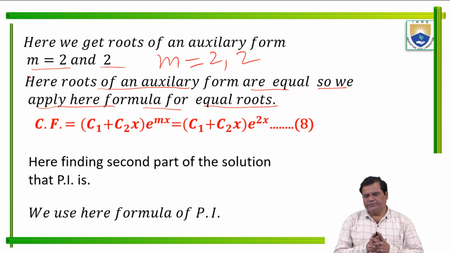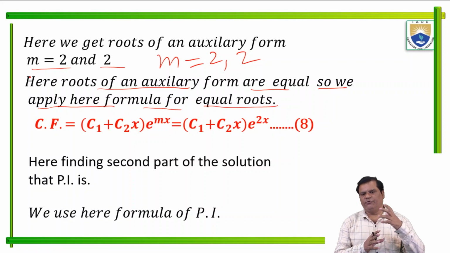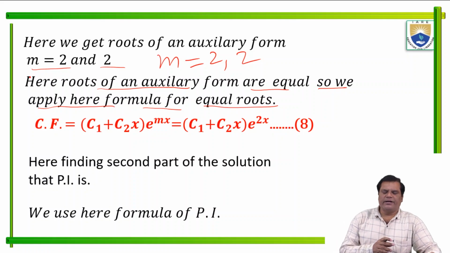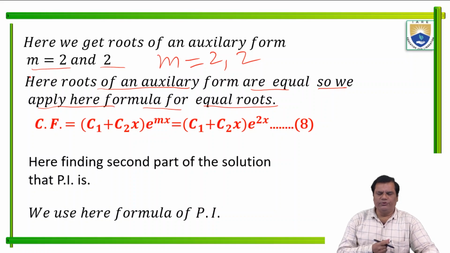There are four cases to find CF. Formula for CF, there are four cases. Case 1 is different roots. We have already discussed it. Next one is equal roots. We have already discussed it. And the imaginary roots and conjugate roots.